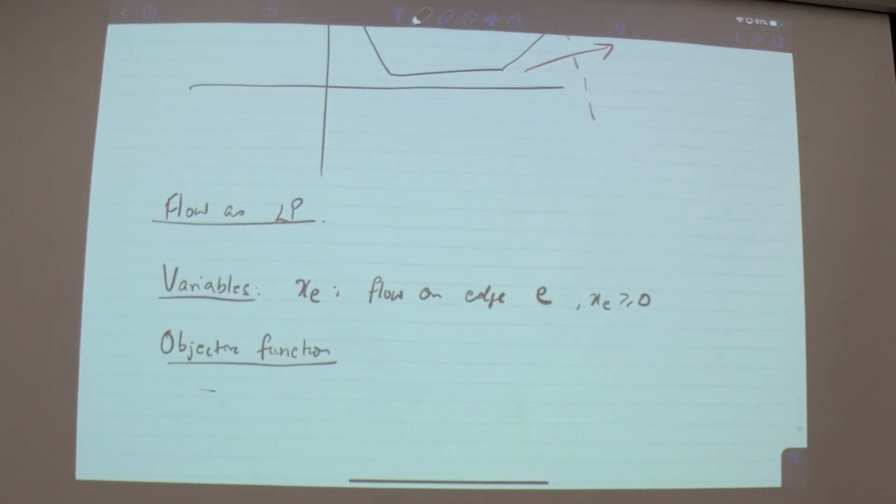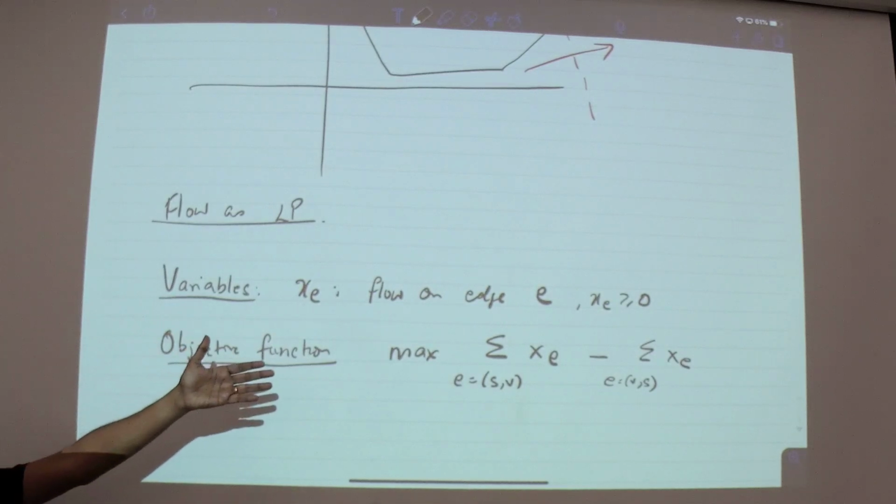So sigma of x_e, where e belongs to edges coming out of the source, and minus flow which is coming into the source. Oh, this is the net flow going out of the source. So you see what we did? We took the variables. We expressed our objective in that language.